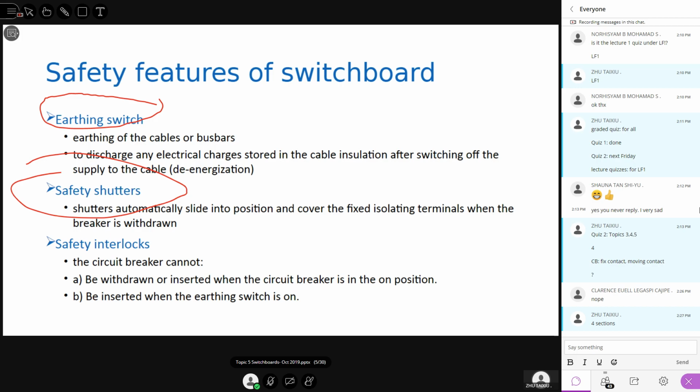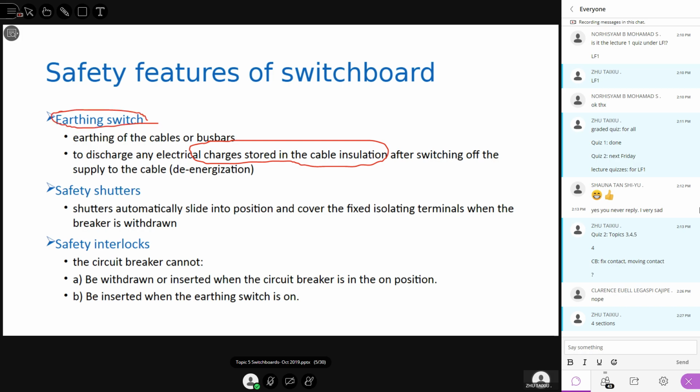Now that's the first function. Secondly, the earth switch is also needed to discharge the cable, because the charges can be stored in the cable. So you have to discharge it before you can do anything, for example, service your cable. Now, this is important. How to discharge the stored charges? Then you have to use the earthing switch.